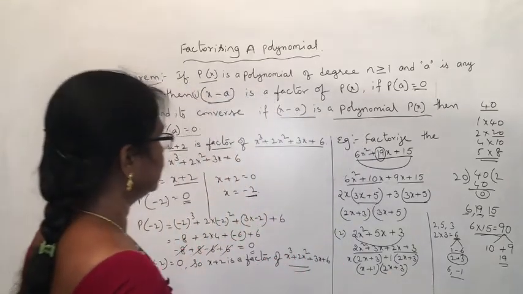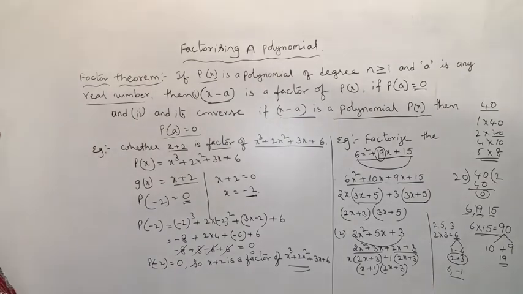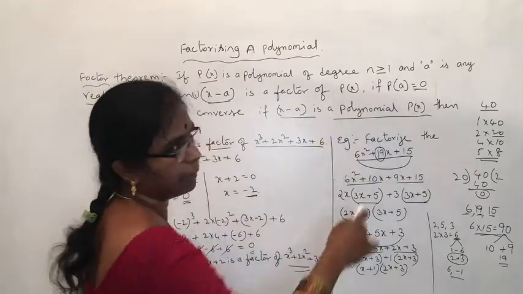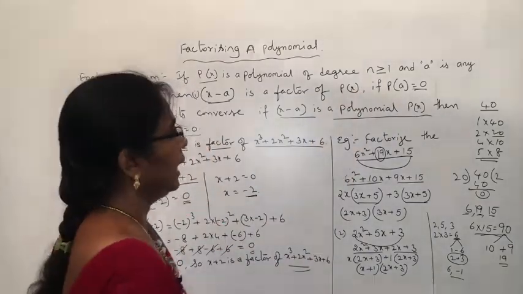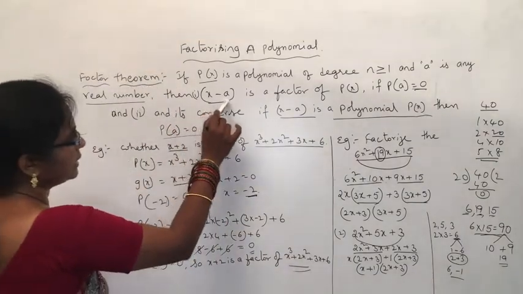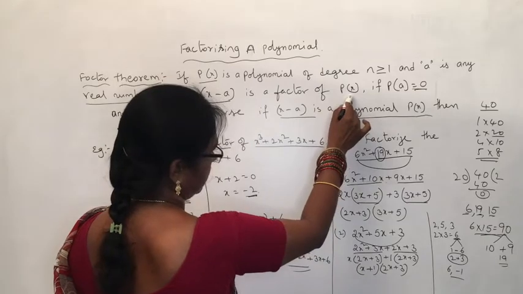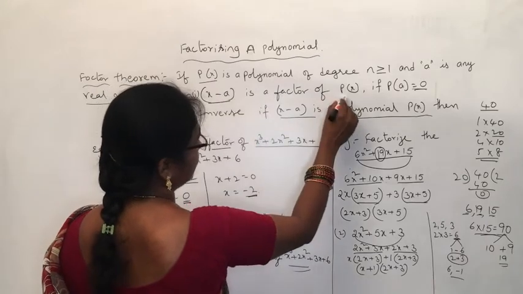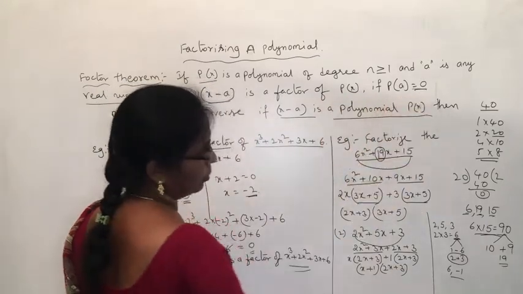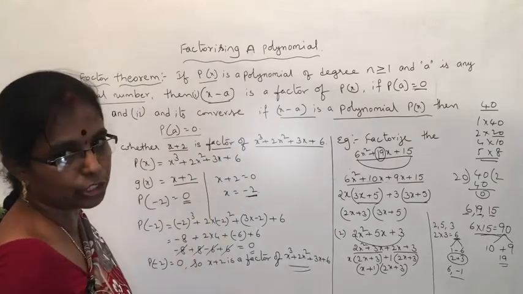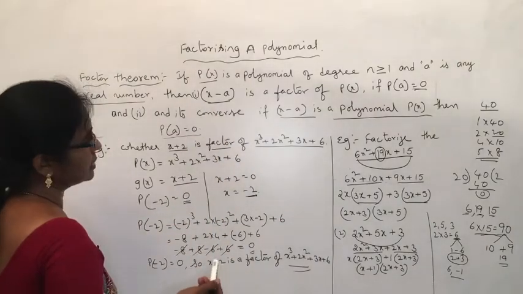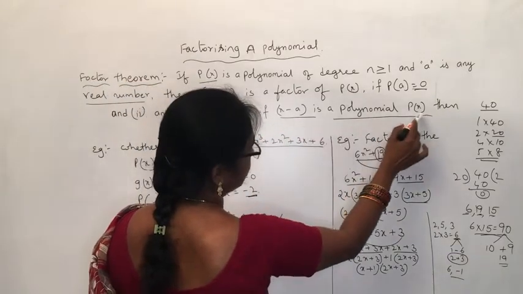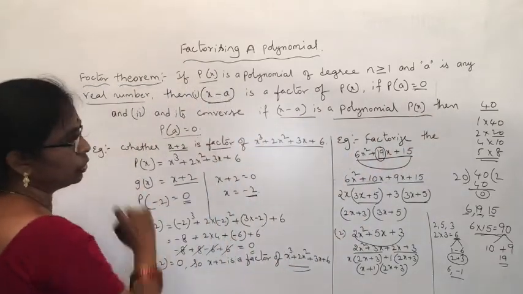This is the factor theorem. What is the factor theorem? If p of x is a polynomial of degree n greater than or equal to 1, and a is any real number, then x minus a is a factor of p of x. Now if x minus a is a factor of p of x, p of a is equal to 0. That means a will be a zero of the polynomial. Its converse: if p of a is equal to 0, then x minus a is a factor of p of x.